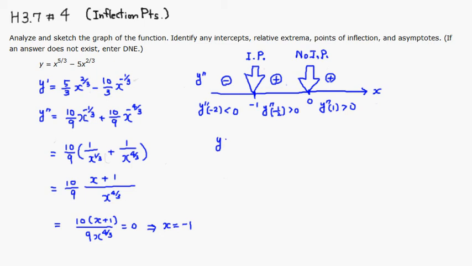So y of negative 1: negative 1 to the 5th power is negative 1, and the cube root is still negative 1. Negative 1 squared is positive 1, and the cube root is positive 1, so it's negative 5 minus 1, which is negative 6. Therefore the inflection point is negative 1, comma, negative 6.